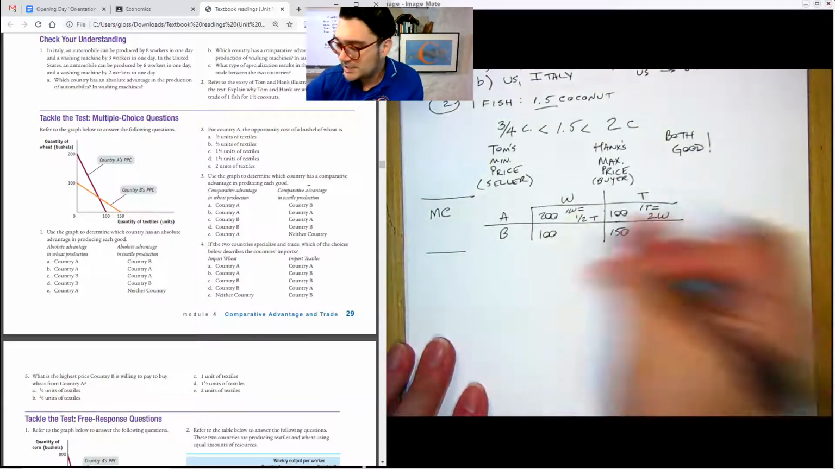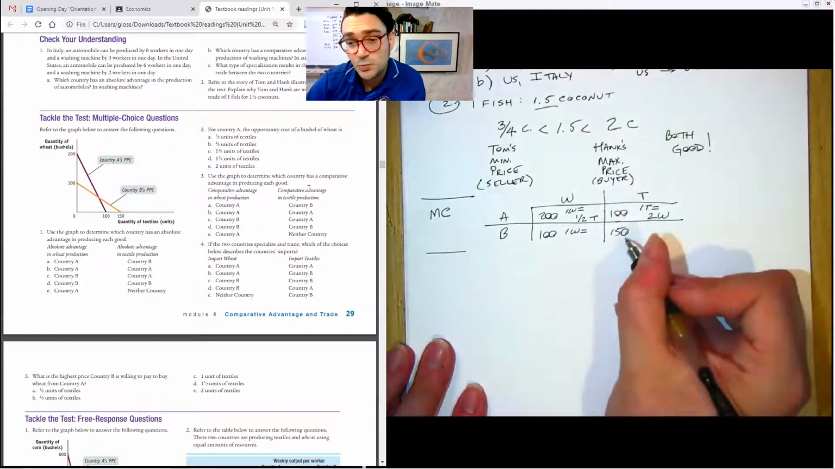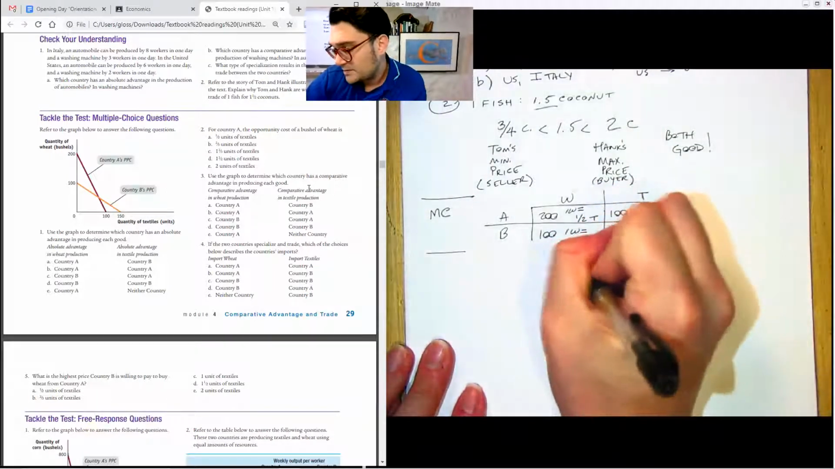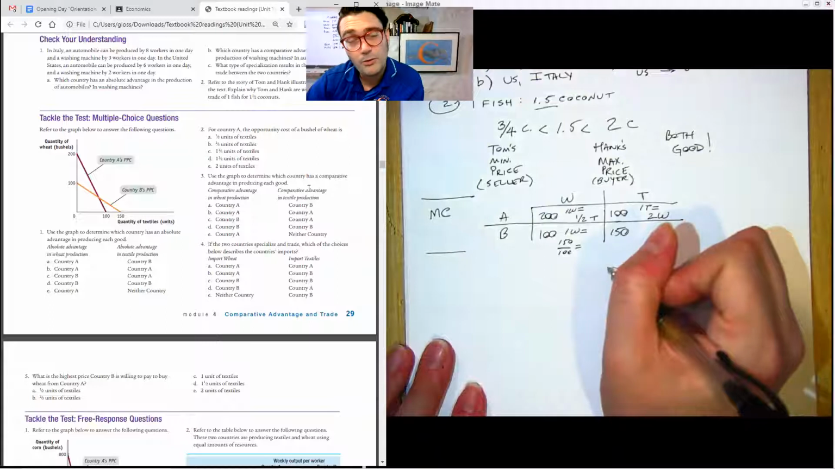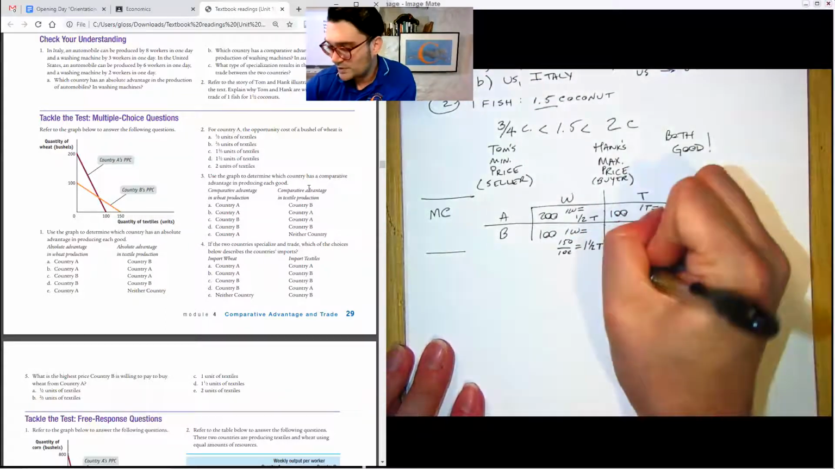Okay? Now let's take a look here. 1 wheat for country B, outside number is 150 over 100. So 150 over 100, and that's equal to 1.5. Think about that one. Okay, 1.5.